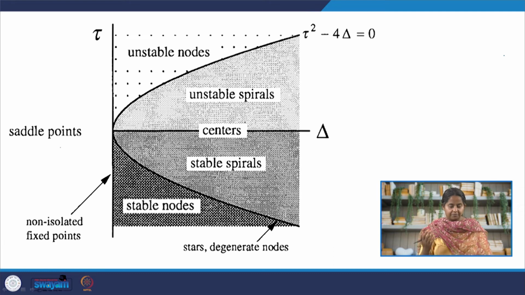Here is our graph. So, let us try to understand this graph. Let us remember that tau is the trace of your matrix, it is lambda 1 plus lambda 2. Since it is the trace of matrix A, it gives A plus D. Delta is the product of two eigenvalues, and we get it by AD minus BC. Okay? Now, let us look at this diagram.